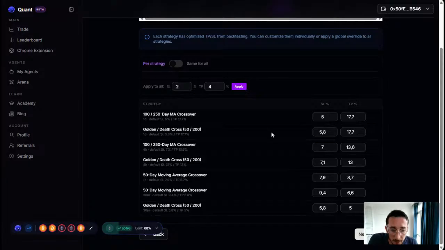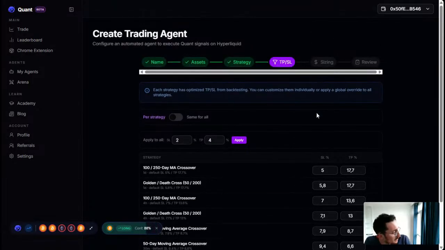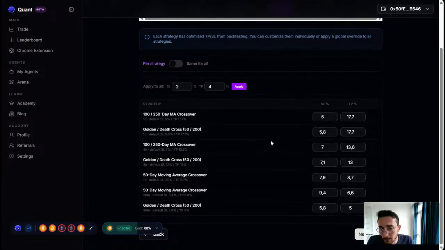But if you prefer, you can either update them manually or even apply your preferred stop loss and take profit to all of them. For now, this is quite basic. We'll have a lot more complexity and a lot of different stuff later on in the bots, but right now that's how it works.